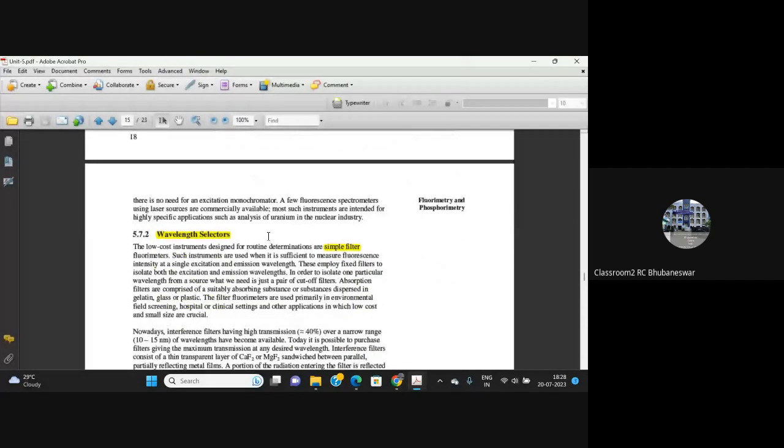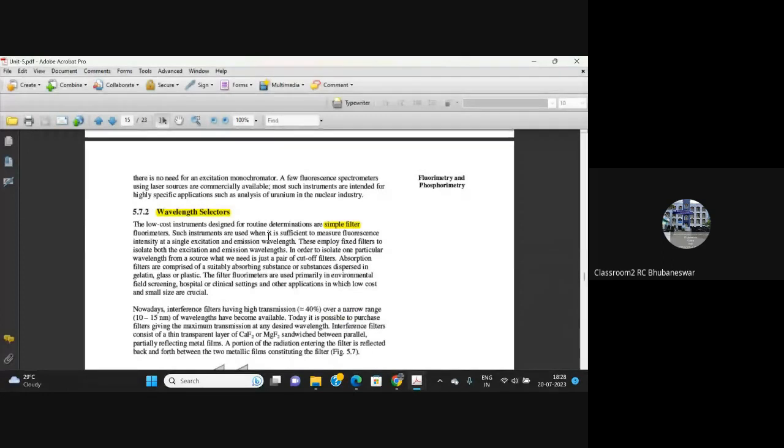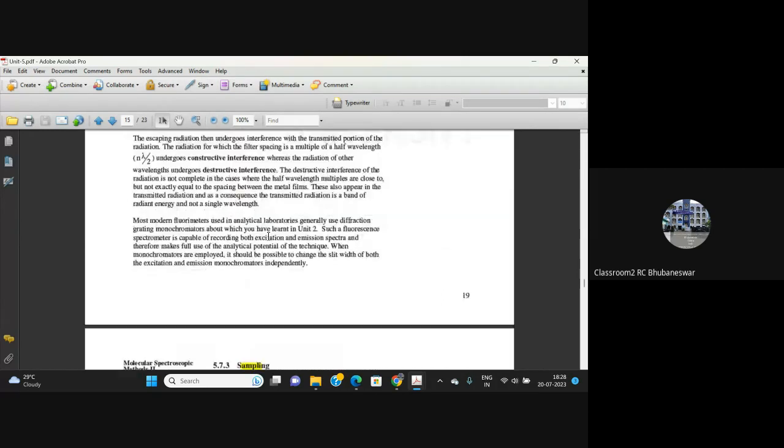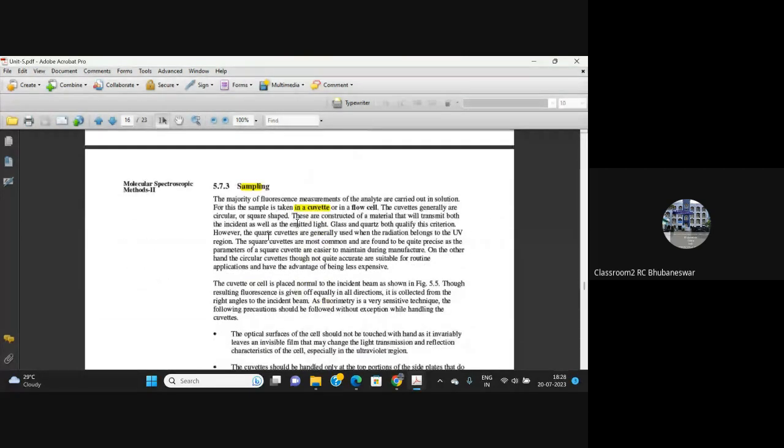Then a wavelength selector is there. Wavelength selector means a filter will be there. Then a monochromator will be there, which will cut other wavelength radiations. If you put a monochromator, then you will get monochromatic radiation, meaning single wavelength radiation. Just let me show you an example.